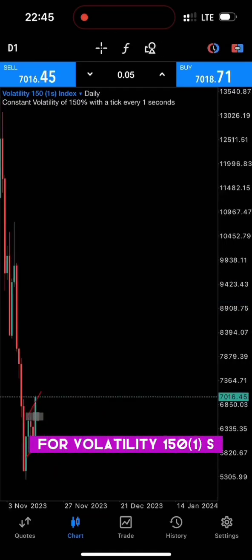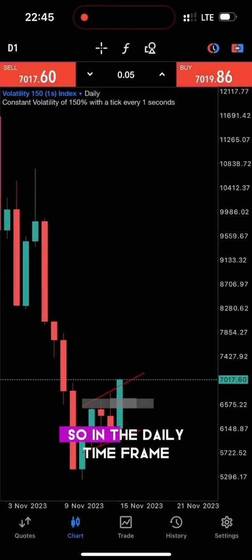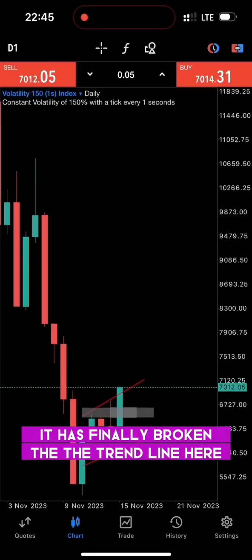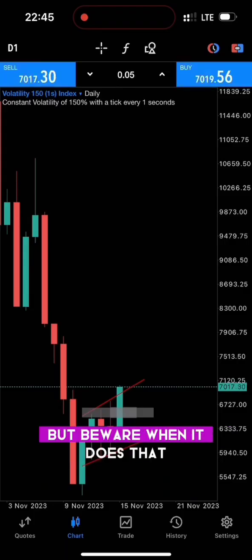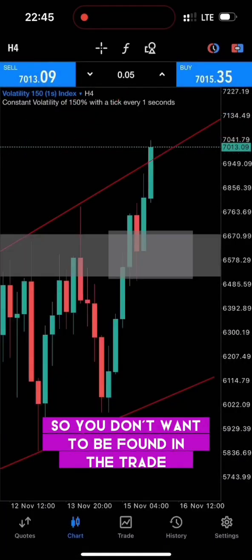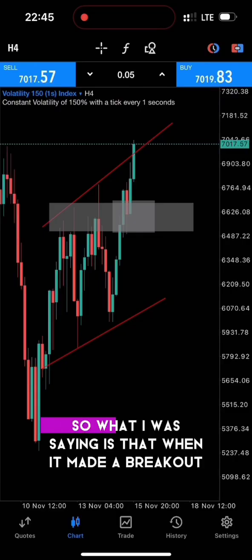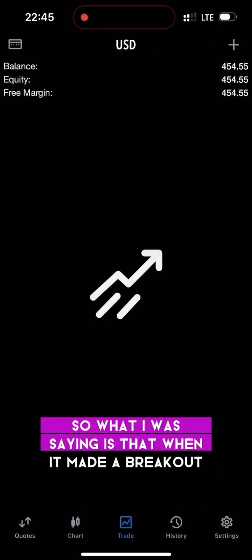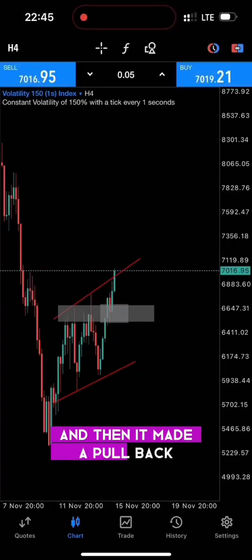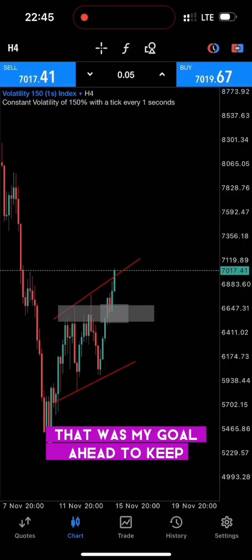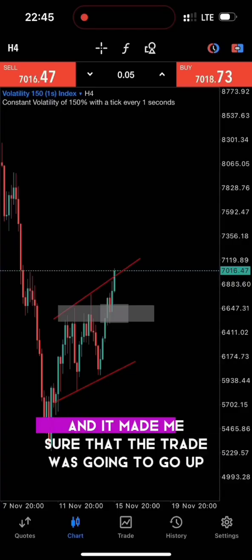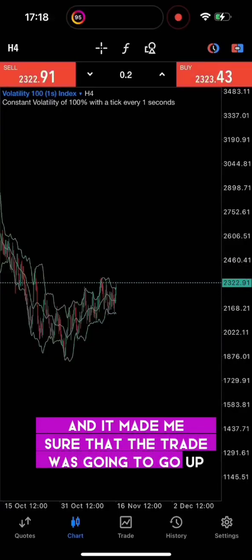Volatility 151s, you might want to try. In the daily time frame, it has finally broken the trend line here. But beware, when it does that, it usually comes back. So you don't want to be found in the trade during this time. What I was saying is that when it made a breakout in the trend line there, and then made a pullback, that was my go-ahead to keep going in the trade, and it made me sure that the trade was going to go up.